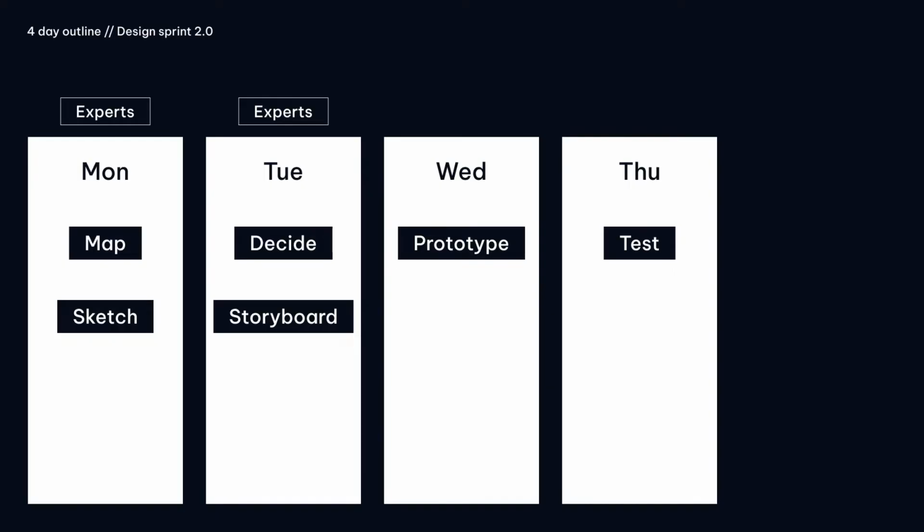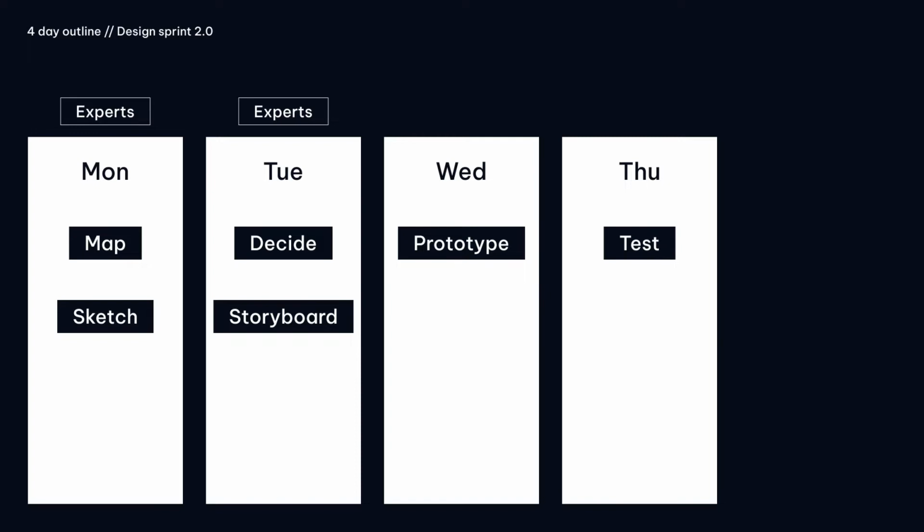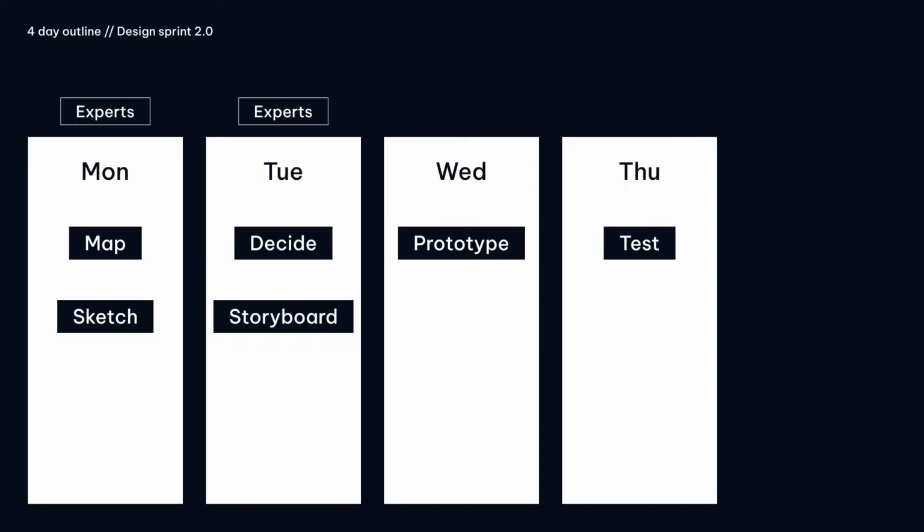Cool, so the typical process for the 4-day outline of Design Sprint 2.0 looks like this. We have Monday and Tuesday, the full team in the room, the experts, everyone who has meaningful information to contribute and is responsible for decisions being made. On Monday, exercises include mapping out problems, defining the challenge, and sketching. On Tuesday, we have deciding and storyboarding. So voting on the solutions to pursue and actually mapping them out to what will act as the guide for the prototype.